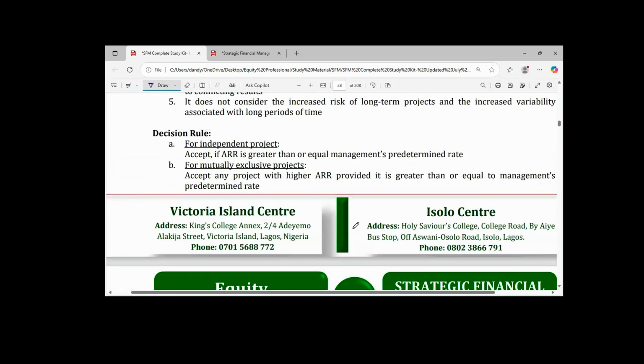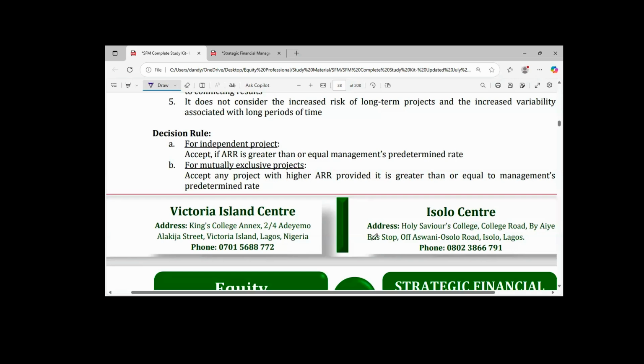So what's the decision rule as far as accounting rate of return is concerned? For an independent project, accept if ARR is greater than or equal to the management predetermined or targeted ARR. Then, for mutually exclusive projects, accept any project with a higher ARR, provided it is equal to or greater than the management targeted ARR. So that's the decision rule.